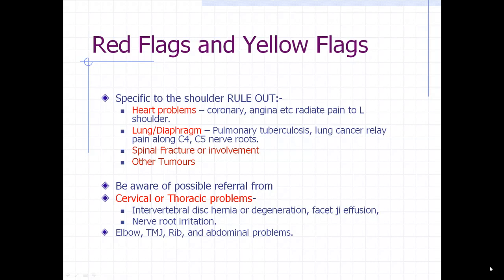We've got to be very careful of those because it's not at all unusual to find tumours that can refer pain to the shoulder. The cervical and thoracic spine in particular will refer pain to the shoulder. And disc herniation or disc degeneration will often give very specific patterns of pain across the back of the shoulder. The elbow joint, temporomandibular joint, the ribs and abdominal problems can also refer to the shoulder joint. So be aware that sometimes the site of the pain is not necessarily the source of the pain.